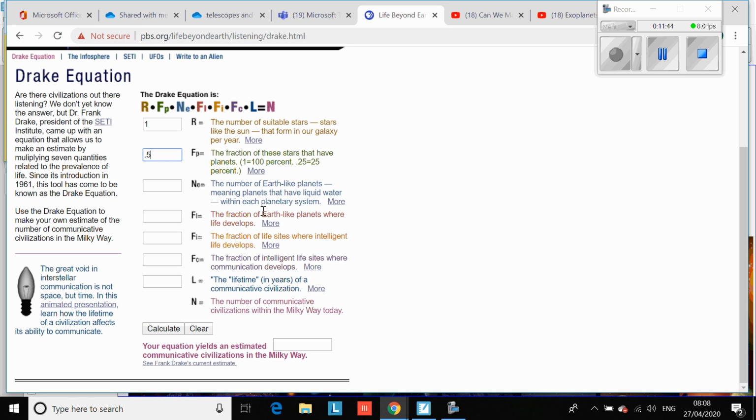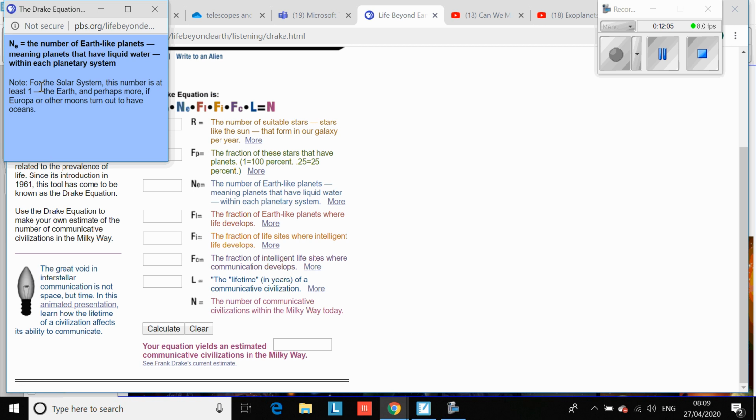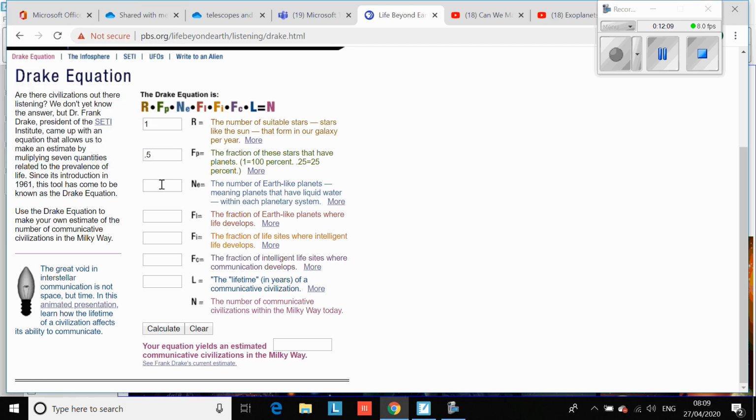The number of Earth-like planets, meaning planets that have liquid water within each planetary system. Well, at the moment in our solar system it's only Earth, but scientists have found evidence that both Venus and Mars and Earth at one time all had water on their surface and all at the same time. So let's just say, for example, that maybe 2 planets have the right conditions just for liquid water.